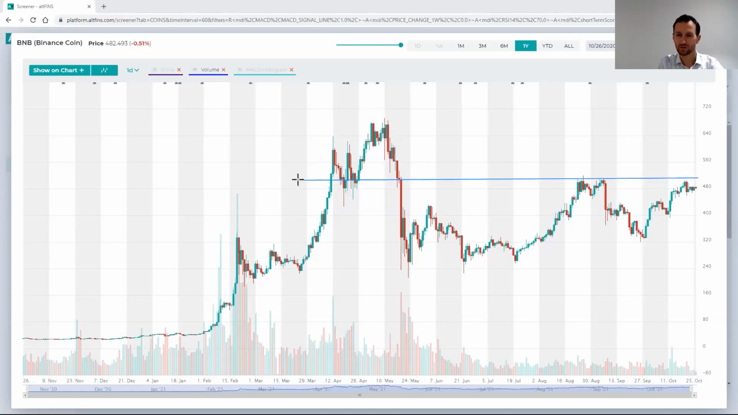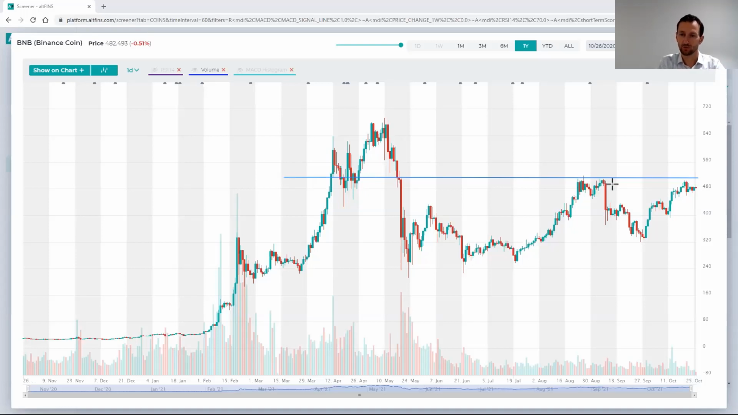So what is resistance, you ask? That brings us to the other topic of this lesson. What is support and resistance? Well, support and resistance are areas where a lot of action happens, right? That's where buyers versus sellers overwhelm one or the other group.